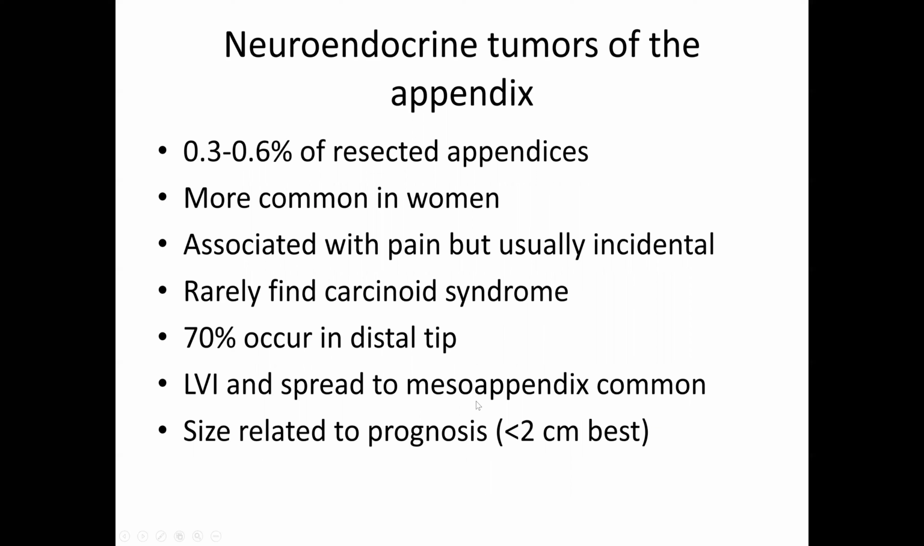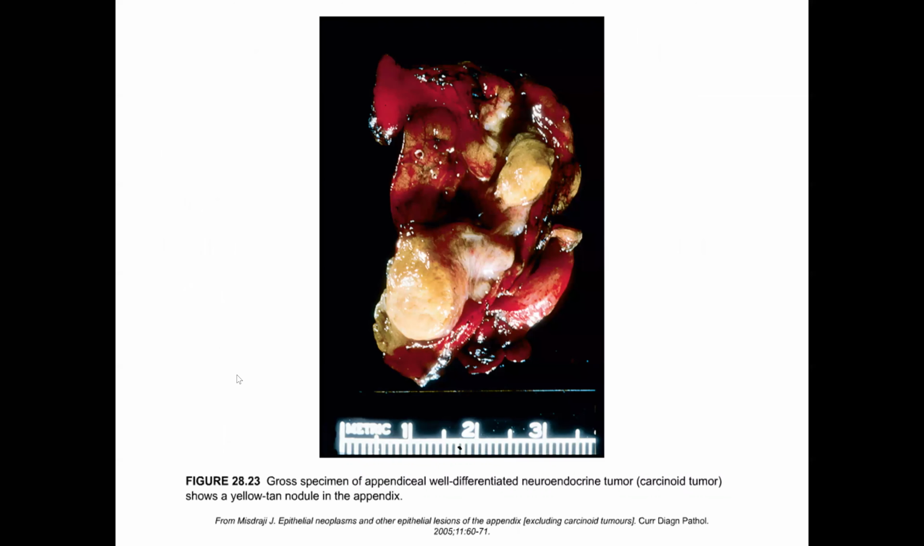Lymphovascular invasion or mesoappendiceal spread are relatively common, and size, of course, is an important predictor of future behavior. Here's what these might look like grossly, if they're visible at all. Very often they're just incidentally located, but they can have this sort of yellowish appearance and show the configuration of that tumor.